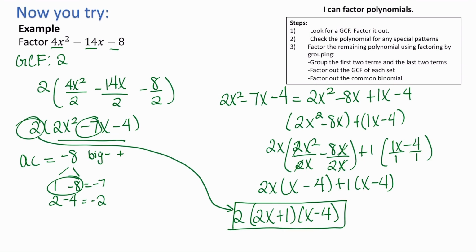From the first group, I factored out a 2x, and then from the second group, they had no common factors, so I just factored out a 1. So when I simplified this, I got 2x times x minus 4 plus 1 times x minus 4, which gave me the factors 2x plus 1 and x minus 4. I also needed to add in the 2, which was the GCF that I originally factored out.